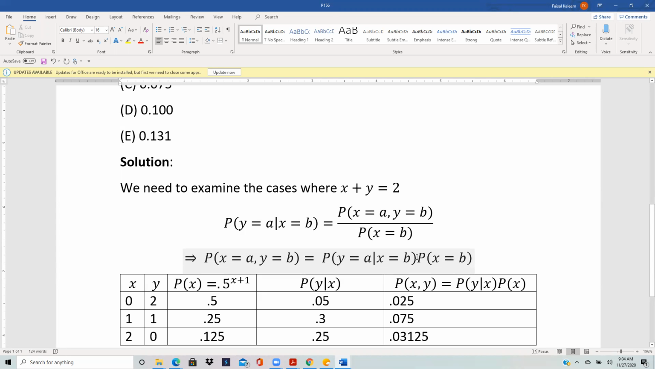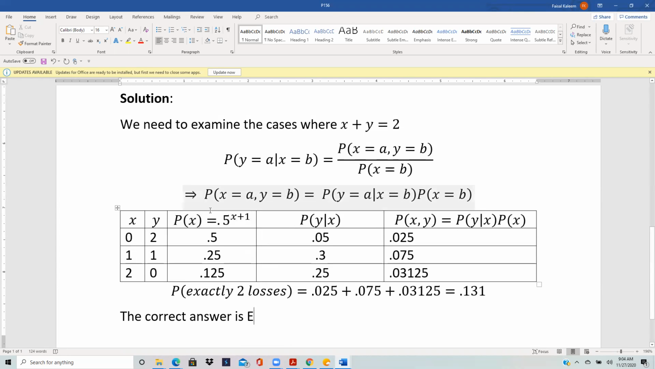And now for convenience, instead of writing P of X equals A, I'm just writing P of X. And similarly here, I'm just writing Y given X. It may not be statistically accurate to write it like this, but it's more convenient and equally effective. I mean, there's no way you can go wrong.